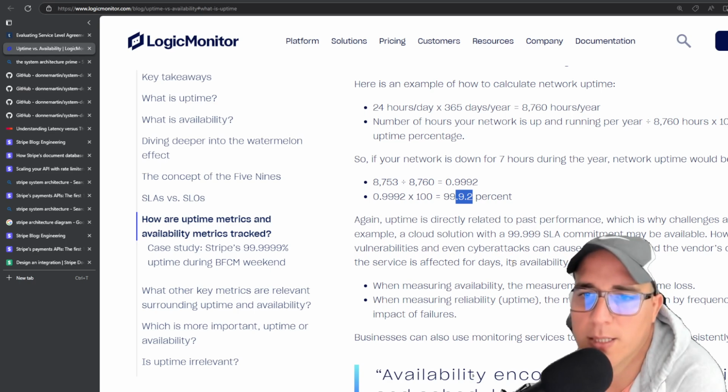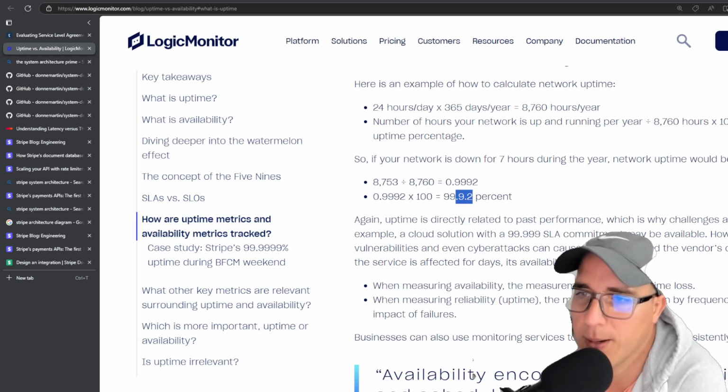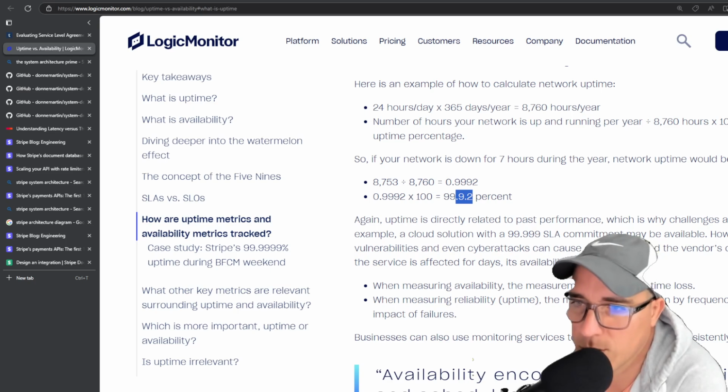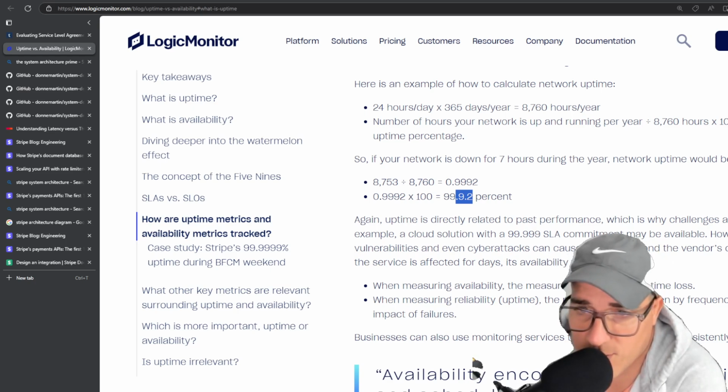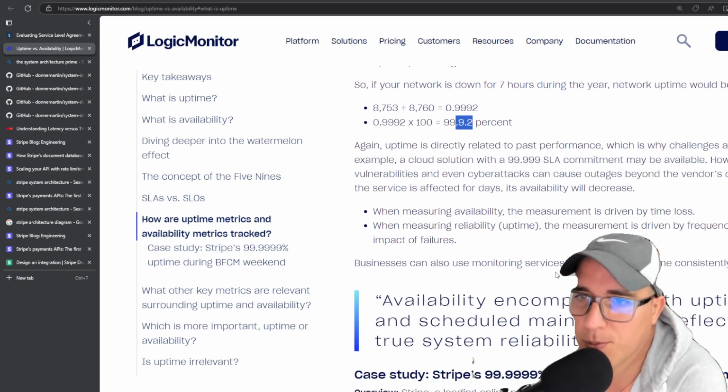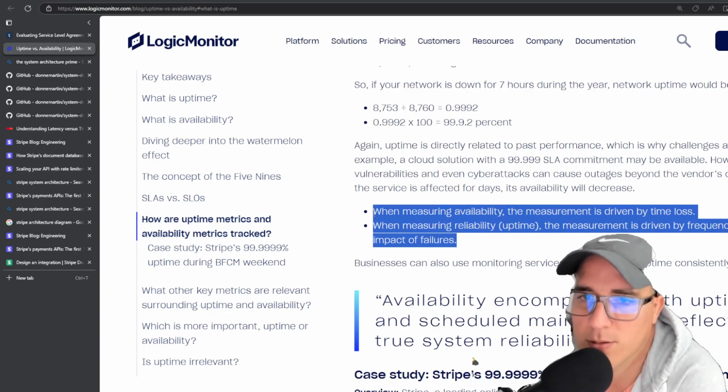Again, uptime is directly related to past performance, which is why challenges arise. For example, a cloud solution with a 99.999% SLA commitment may be available. However, vulnerabilities and even cyber attacks can cause outages beyond the vendor's control. If the service is affected for a day, its availability will decrease. When measuring availability, the measurement is driven by time loss. When measuring reliability, uptime, the measurement is driven by the frequency and the impact of the failure.